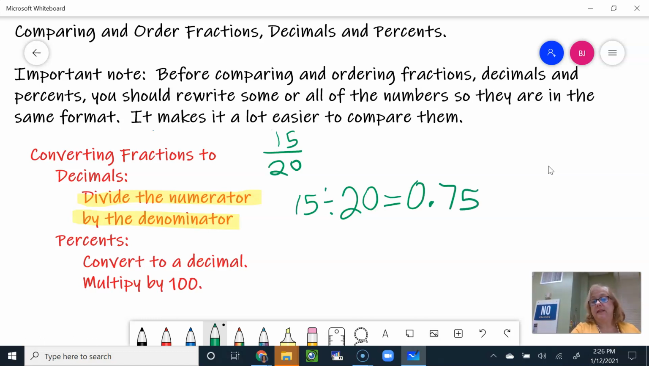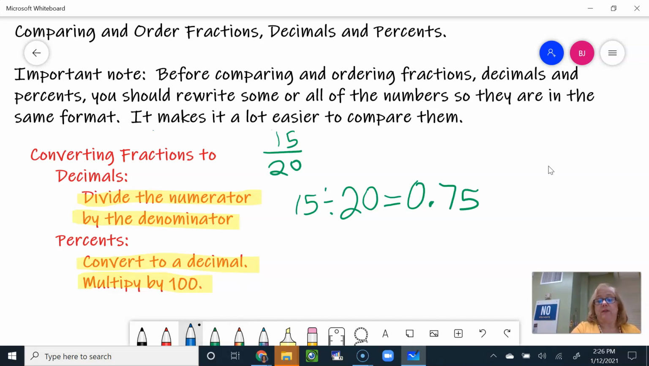So this is our numerator, this is our denominator. 15 divided by 20 equals 0.75. If I were going to convert a fraction to a percent, I would convert it to a decimal and then multiply by 100. So let's work on that.